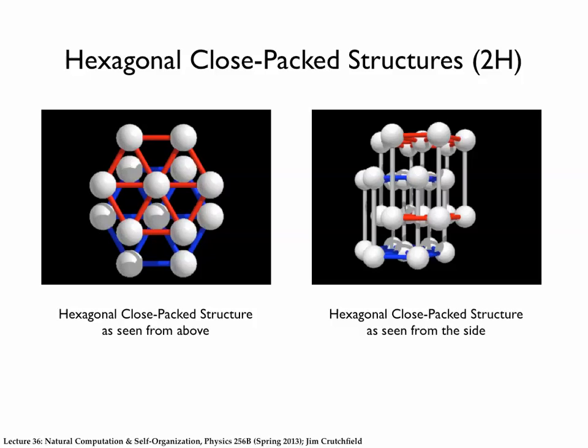This is one way to stack it up. And if I look in this side, I can see it from the side. I can see that if I go here, here, and then if I make layers that are separated by a distance of two, if I make those identical, and I just continue building this up, I get the hexagonal close-packed structure.